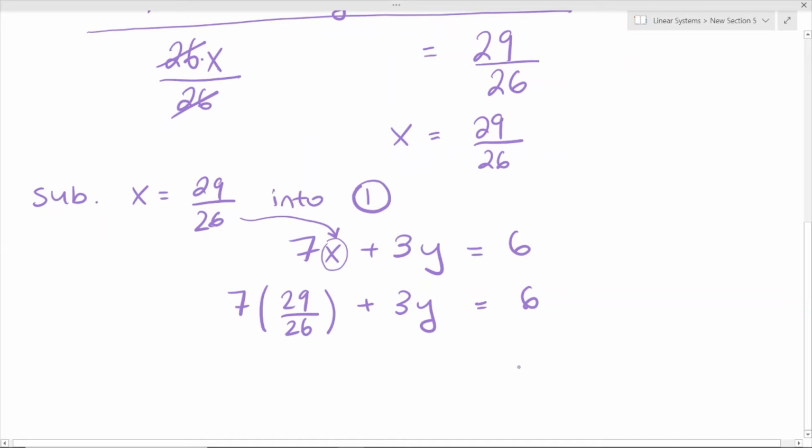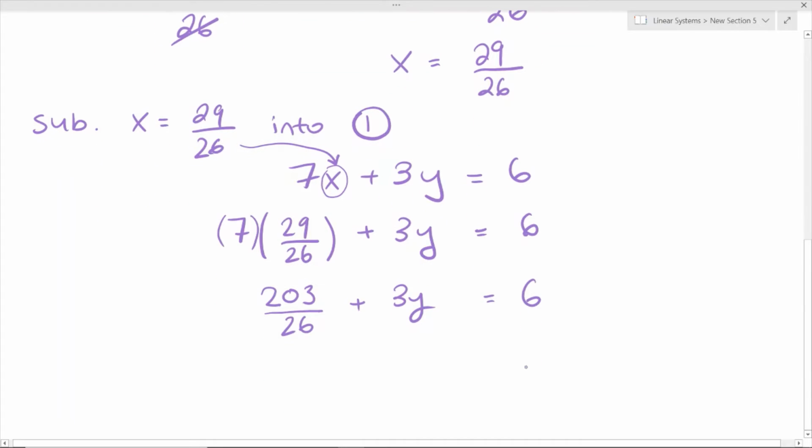From here, I can see that I can't really simplify this fraction, so I can just multiply it right away. Okay, so I'm going to do 7 times 29. From there, 7 times 29, I am going to get 203. This is over 26. And then plus 3y equals 6.